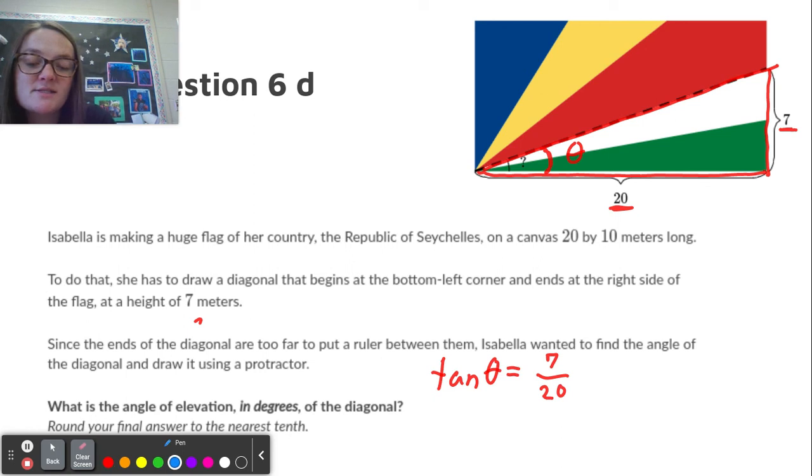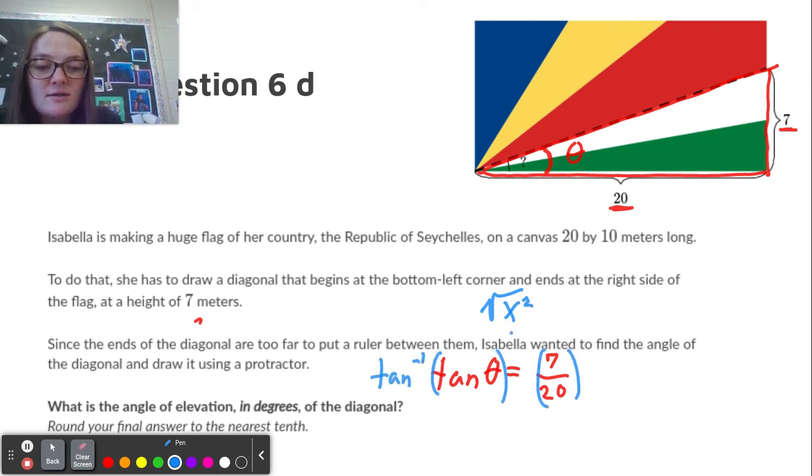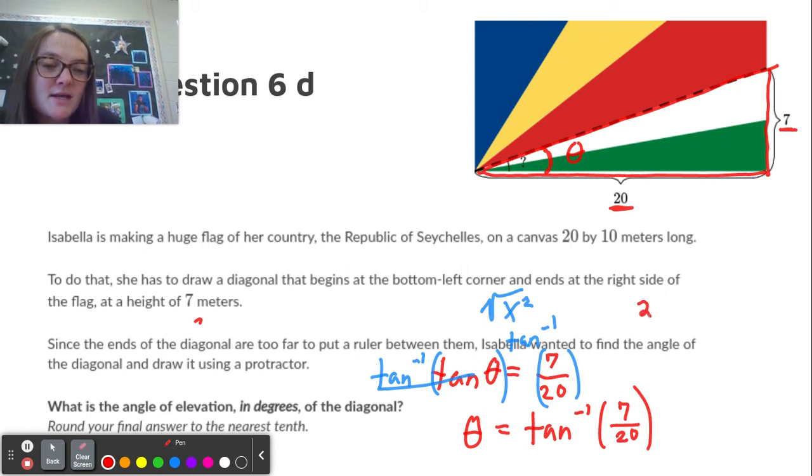In order to solve this, I need to get theta by itself. Just like a square root undoes a square, the inverse tangent undoes tangent. So I'm going to take the inverse tangent on both sides. What I'm going to end up getting is theta is equal to inverse tangent of 7 over 20, which you can evaluate in your calculator by pressing second tangent, and that will give you inverse tangent.